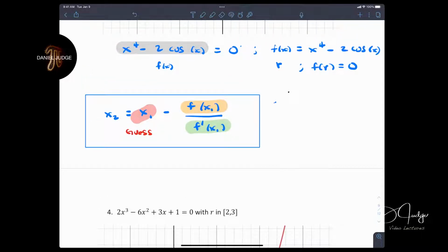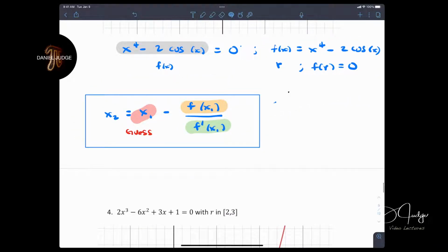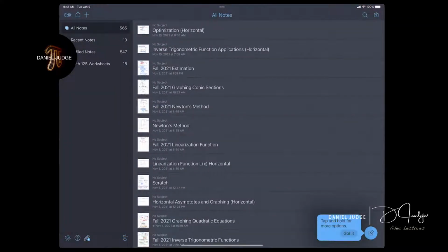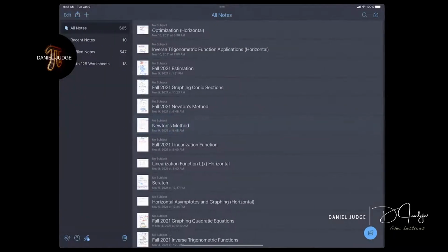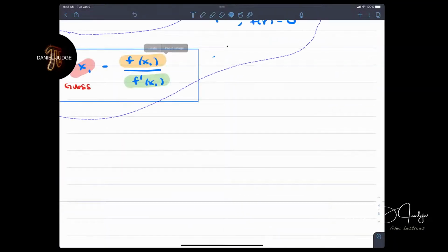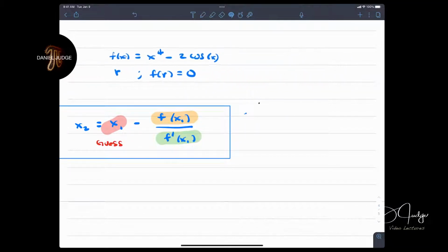So here's what I'm going to do. I'm going to go over to the scratch work here. I'm going to copy this information, and we're going to go over to the scratch work. I'm going to paste this information here. We're going to move this around.